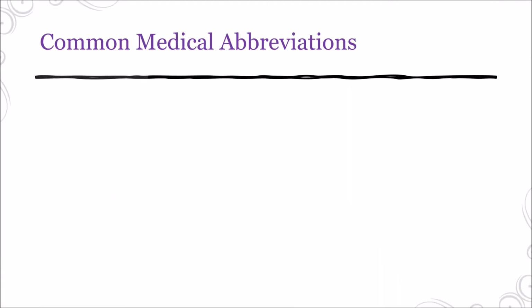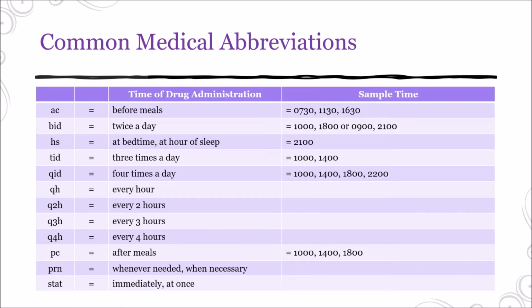Here are some common medical abbreviations. We have AC, before meals, BID, twice a day, HS, hour of sleep, TID, 3 times a day, QID, 4 times a day, QH, every hour, Q2H, every 2 hours, Q3H, every 3 hours, Q4H, every 4 hours, PC, after meals, PRN, as needed, and STAT, immediately. Please note that military time will be reviewed in video 7 of the series.